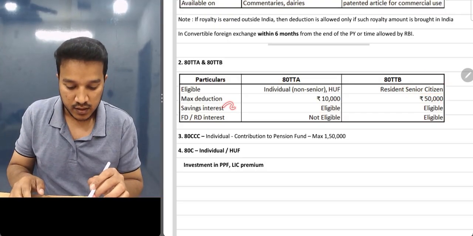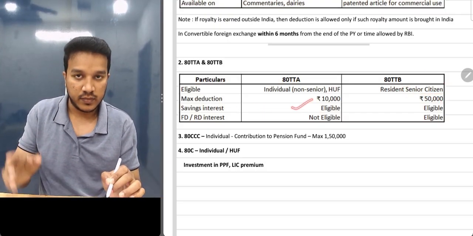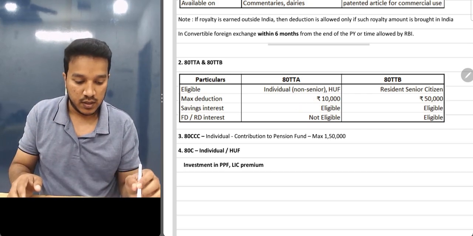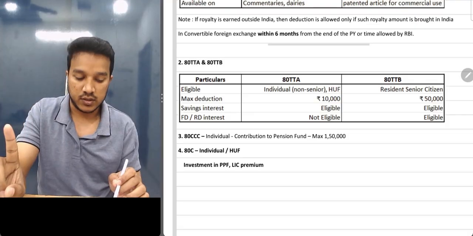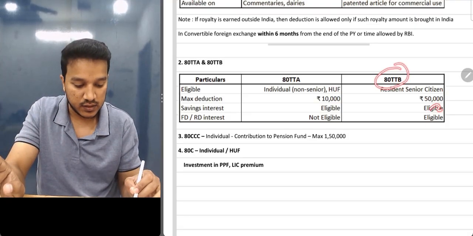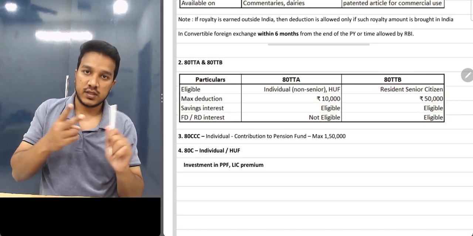यहाँ पे catch क्या है? Only savings interest is allowed for individuals below 60. FD interest is not eligible. But under 80TTB, senior citizens are eligible for both savings interest and FD interest.